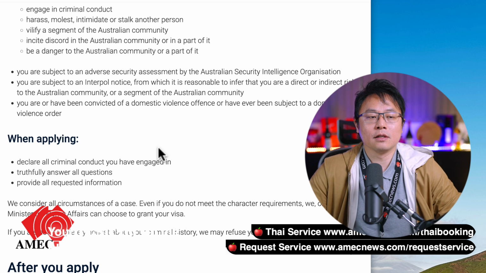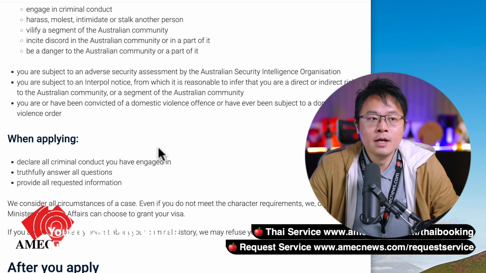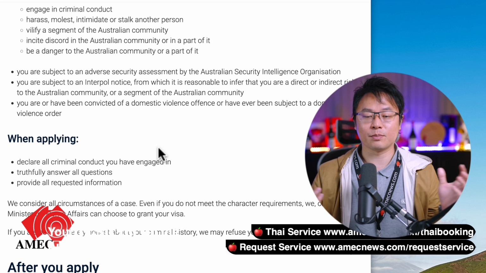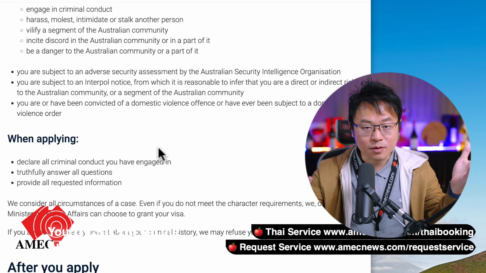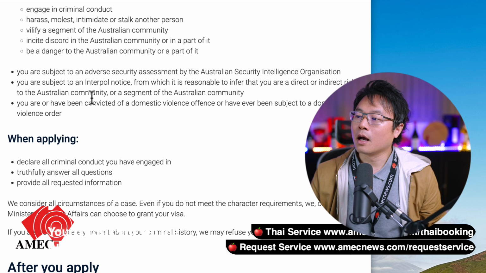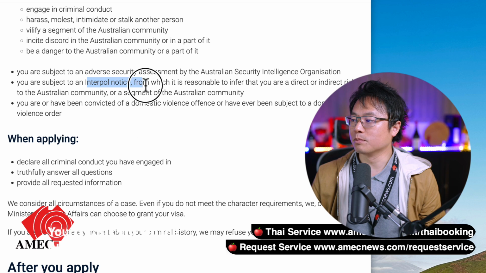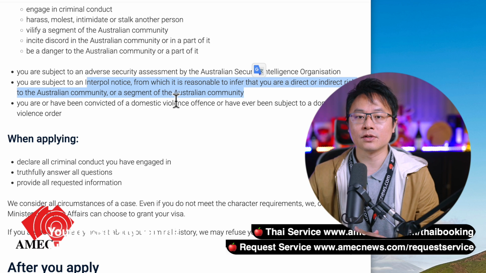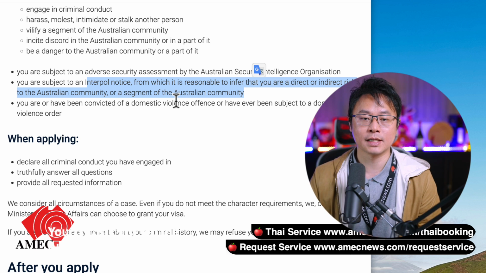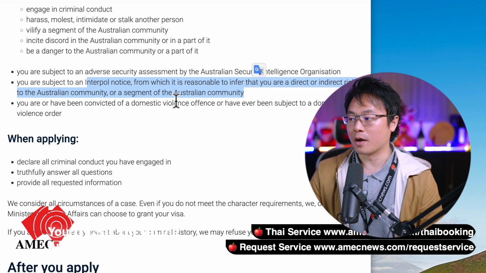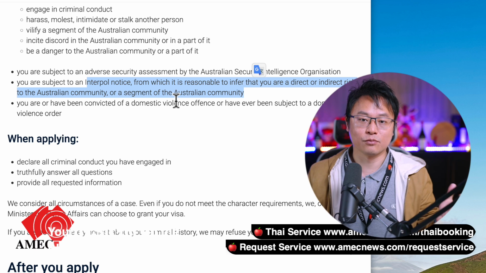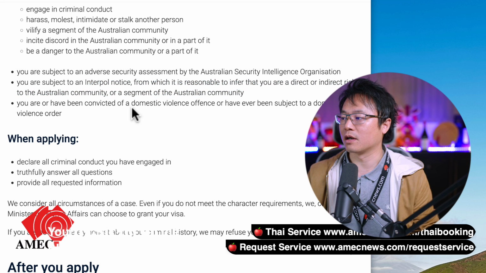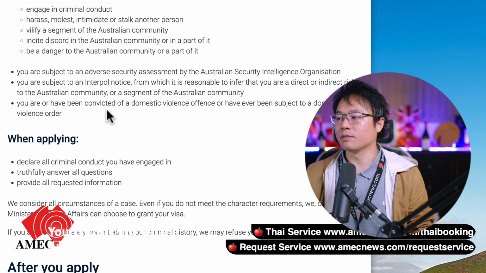So it's basically the intelligence agencies of Australia telling you that this person is dangerous. He probably has engaged in espionage conduct, he's a spy, whatever it is. Okay, the next one: you're subject to an Interpol notice. Now, Interpol is a police organization that runs internationally, so that person has been identified by Interpol as having some risks. He is someone that they are looking to capture. So obviously the Australian government will not give him the visa.